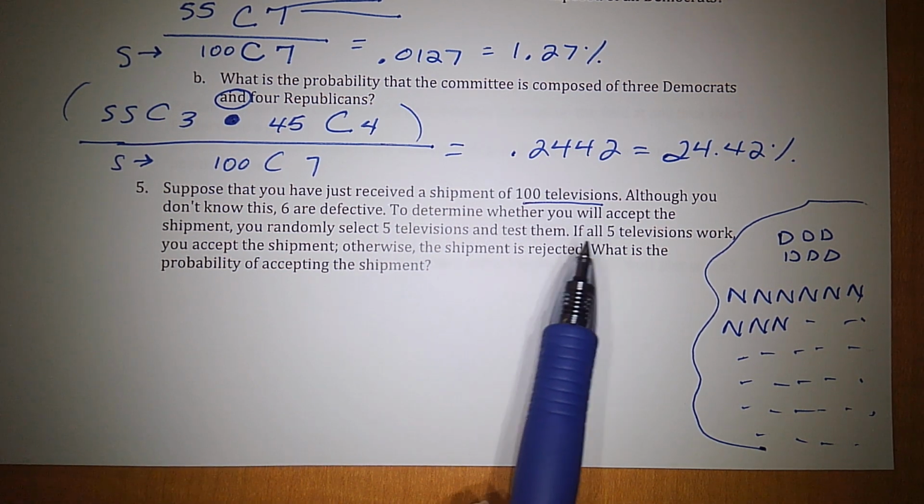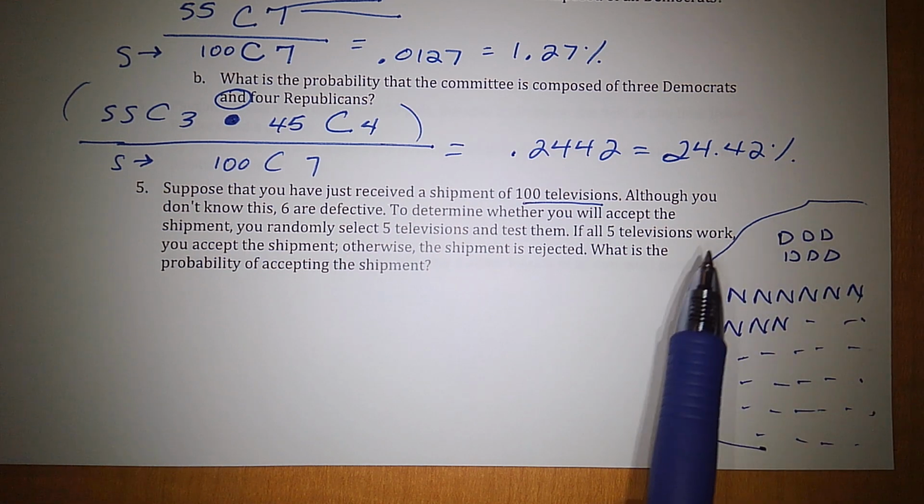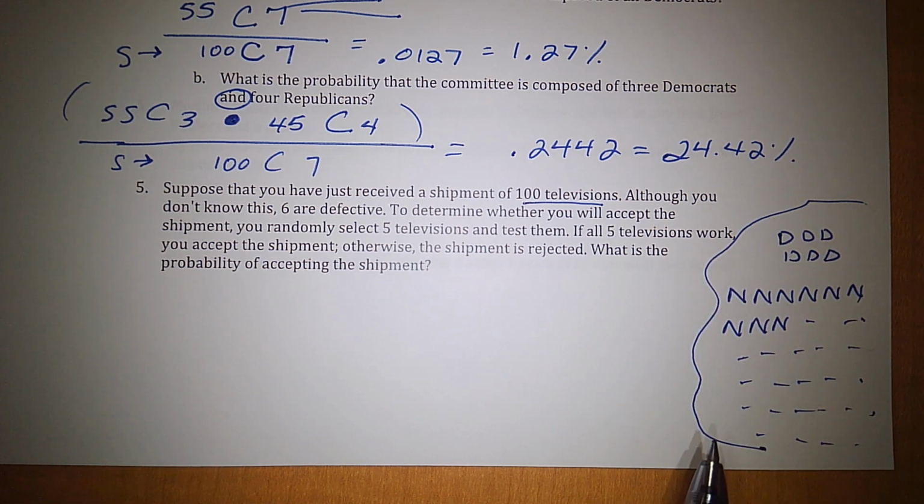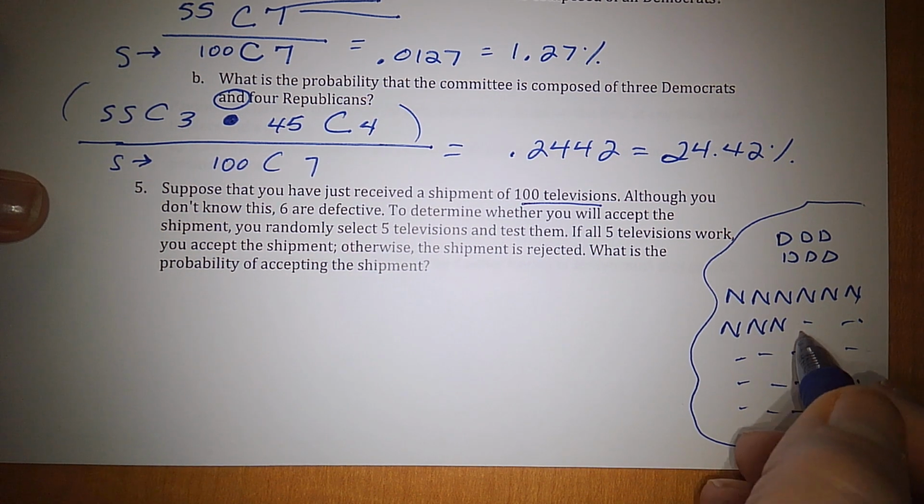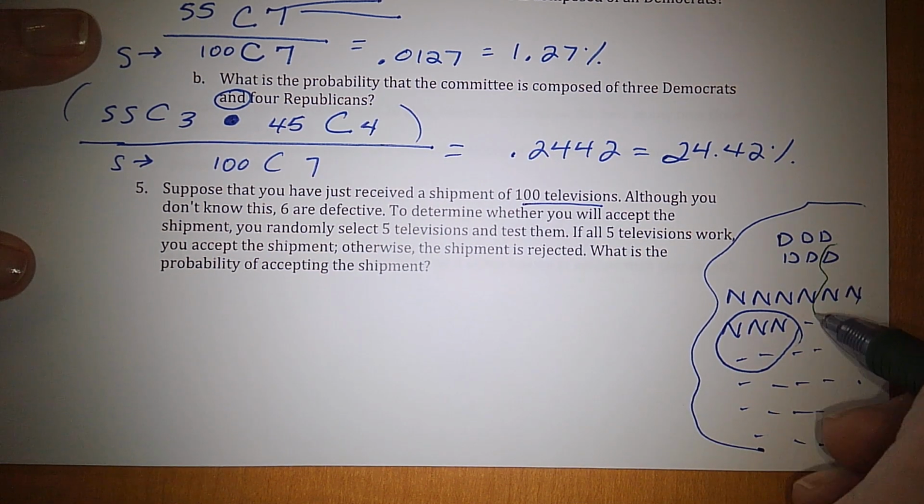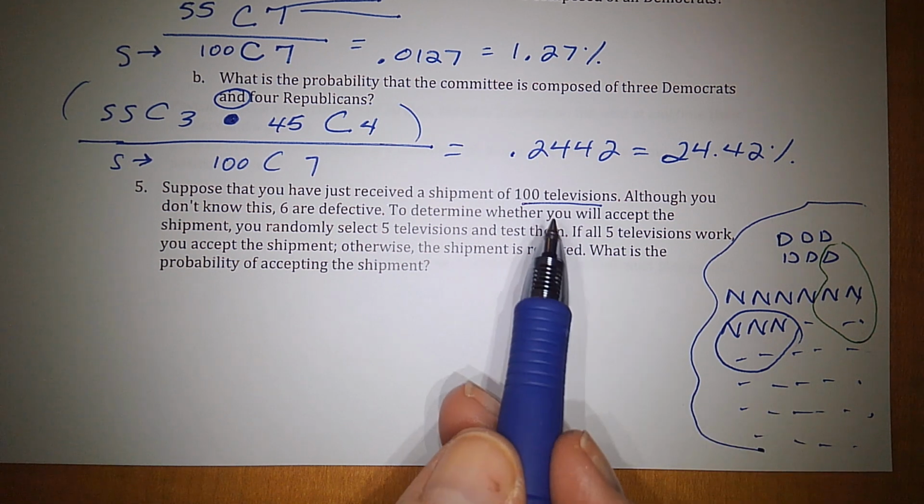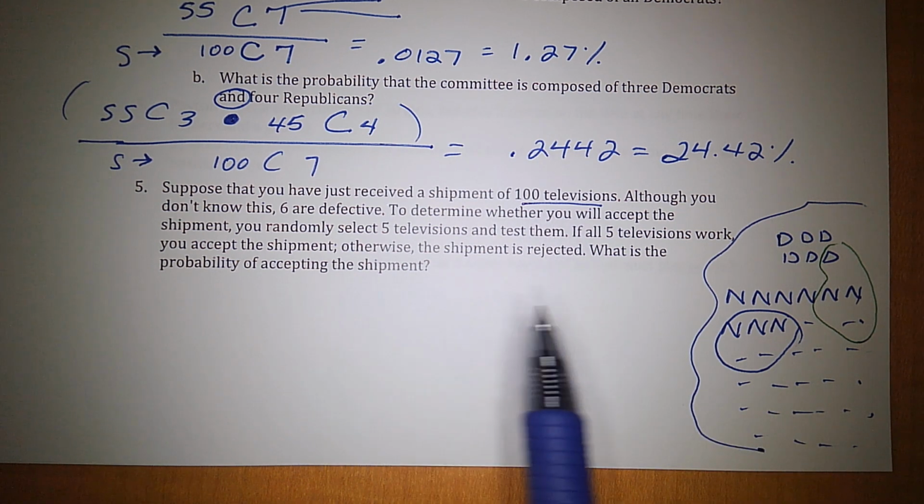To determine whether you'll accept the shipment, you're going to randomly select 5 of these TVs and test them all. And if all 5 of them work, then you accept the shipment. So if I select, for example, these 5 TVs right here, I'm going to accept the shipment because I randomly selected 5 non-defect TVs, so I assume that they're all good. However, if I selected at least just one of these defects, then I'm not going to accept the shipment. Okay? So the question is, what is the probability that I'll accept the shipment?